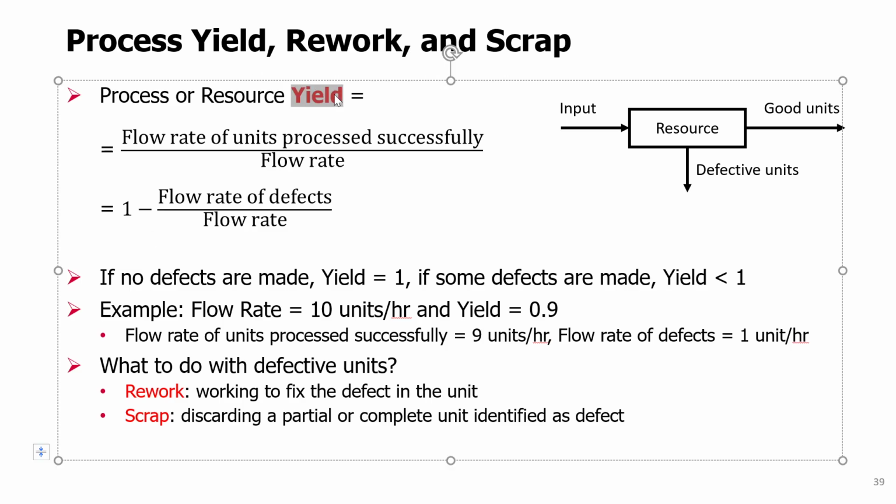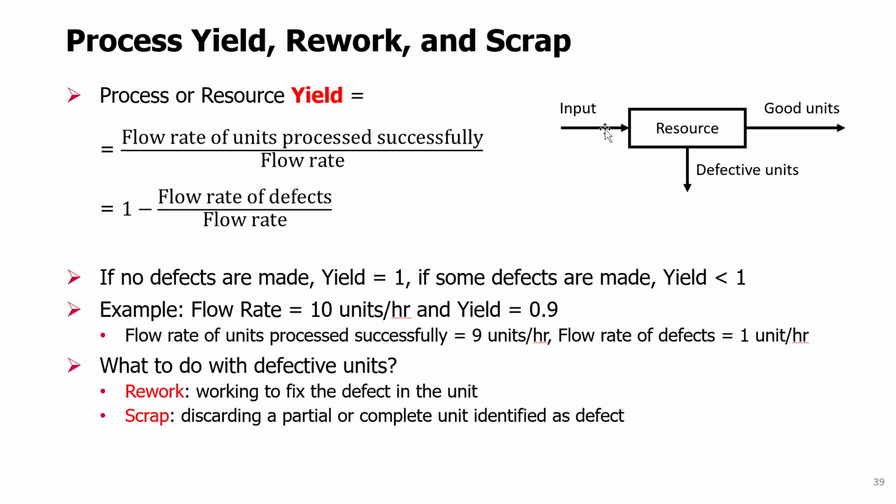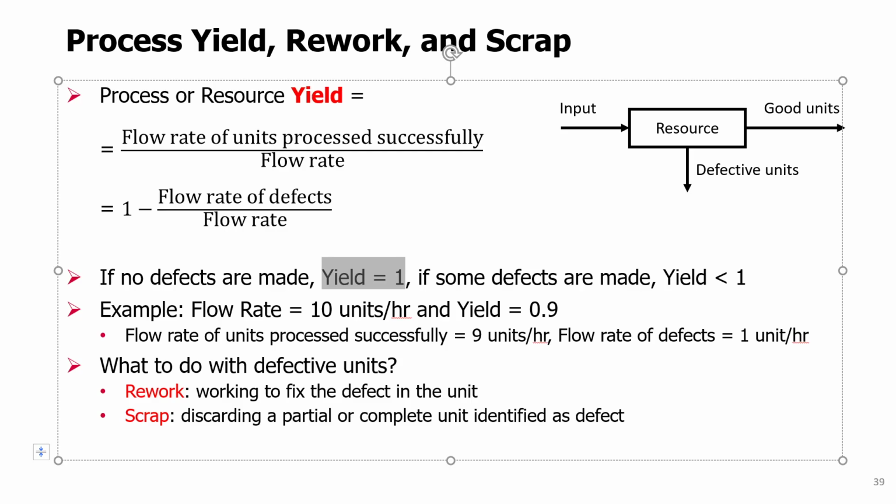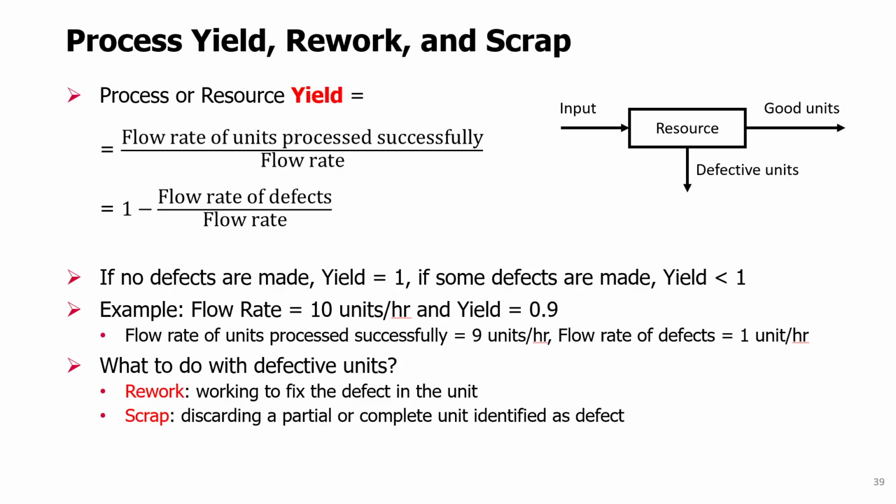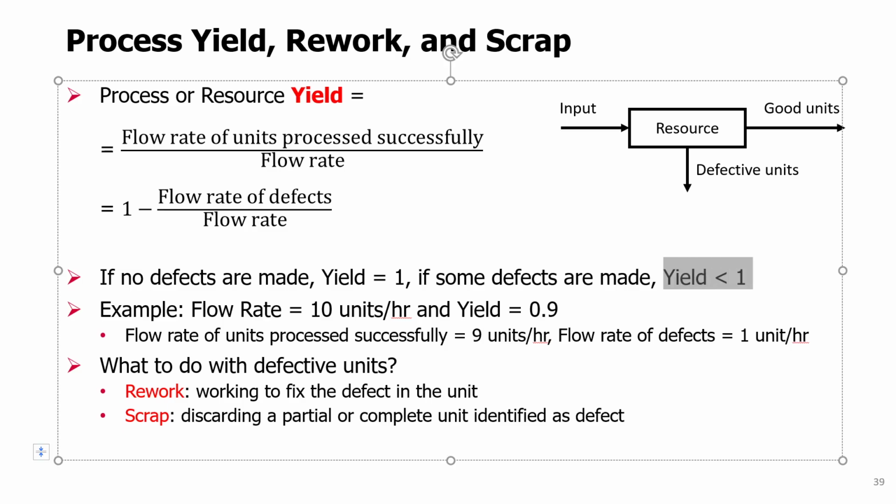This is defined as the flow rate of units processed successfully divided by the total flow rate, or alternatively, 1 minus the flow rate of defects divided by the total flow rate. So the way we can look at it, this is the resource, right? We have some input, some units, hopefully most or maybe even all units could be processed successfully, but if not all are processed successfully, we have some outflow here of defective units. So if no defects are made, yield would be 1, and this is what we considered in most processes so far. But if there are some defects, right, then yield is less than 1.